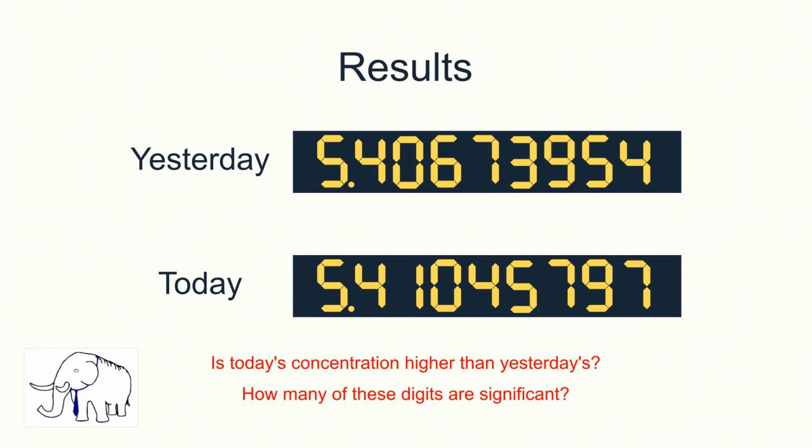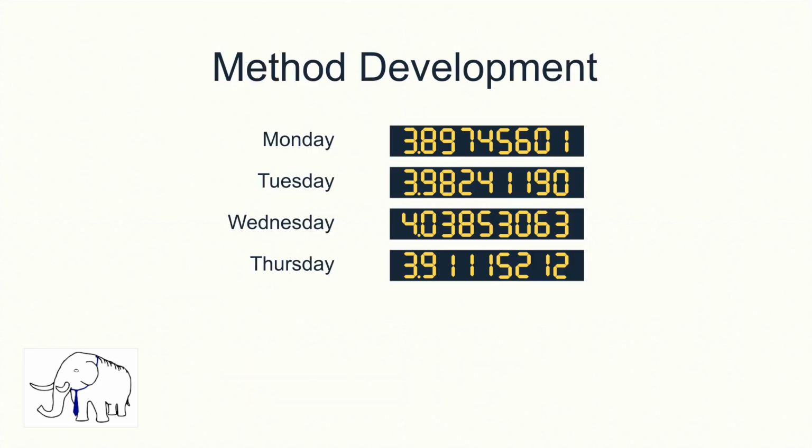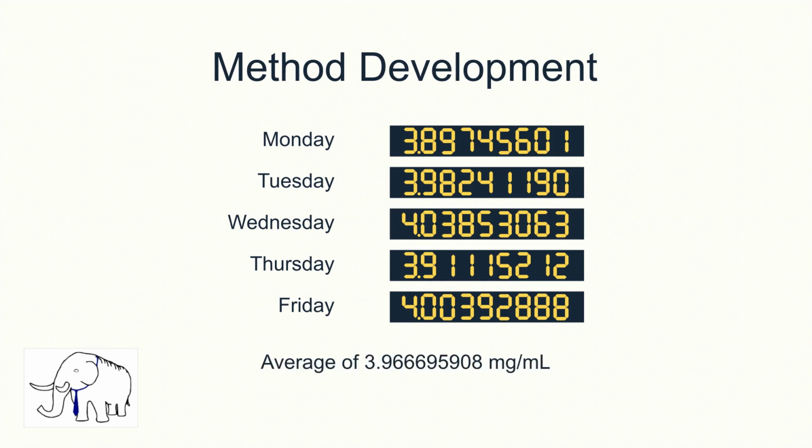When you were developing the extraction method, you did 5 extractions on 5 consecutive days, starting with the same homogeneous reference sample, and the instrument told you the following concentrations. The average concentration of good stuff for these 5 replicates is 3.966695908 milligrams per milliliter. These are all from the same homogeneous reference sample, so in theory, these should all have exactly the same concentration of good stuff. But there is some uncertainty in how homogeneous your reference sample really is, and there is some uncertainty in how reproducible your extraction method really is.